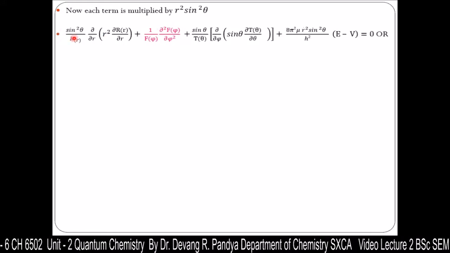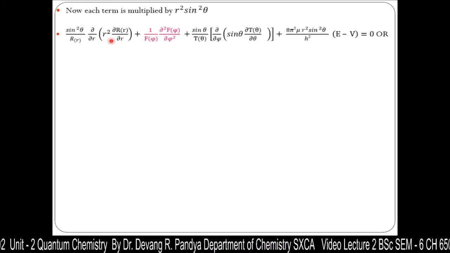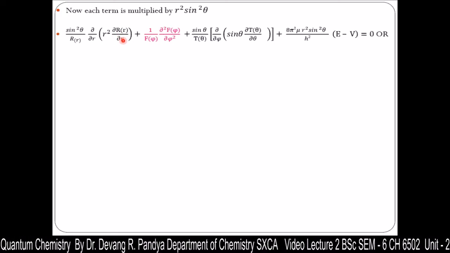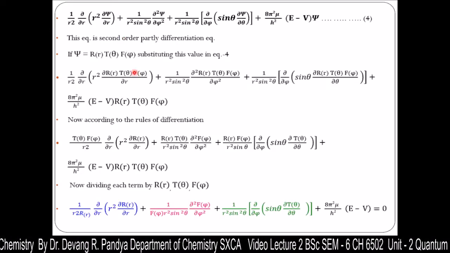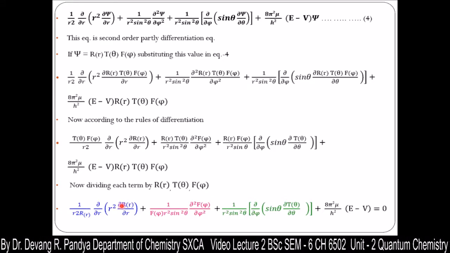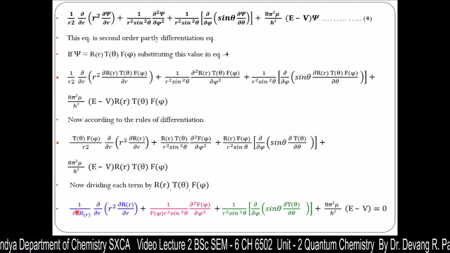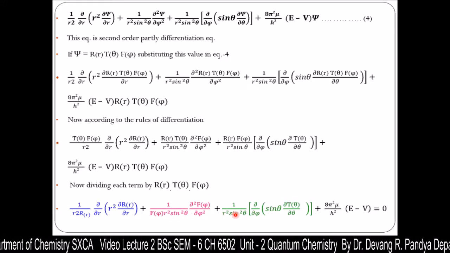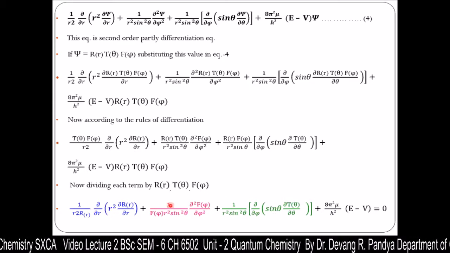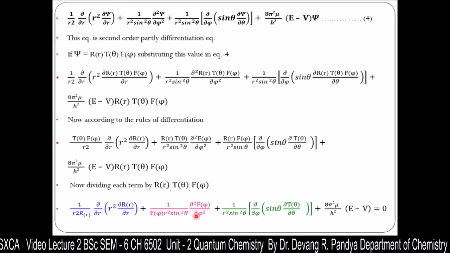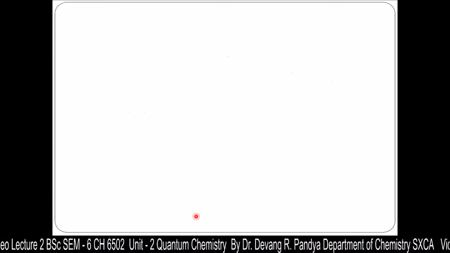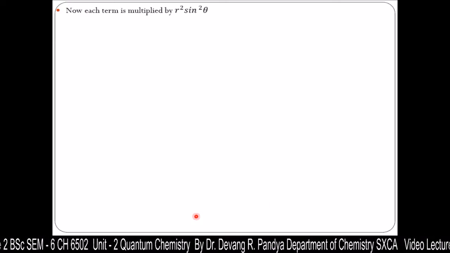Now in this equation we need to get the value of the r based equation, phi based equation, theta based equation. So now each term is multiplied by r square sine square theta in the previous equation. We are going to obtain sine square theta upon d by dr r square dR by dr. So when you see the previous equation, you come to know that you need to multiply this equation by r square sine square theta so that we can remove this part, r square sine square theta. So when you multiply this equation by r square sine square theta, you can remove these two parts, and that is why we multiply this equation on both sides by r square sine square theta.